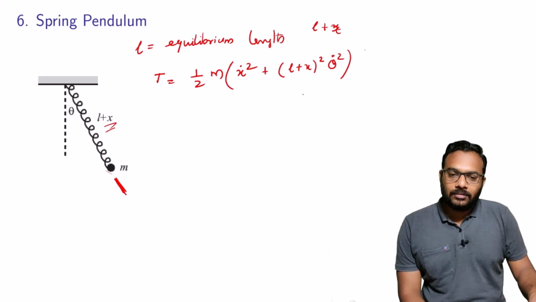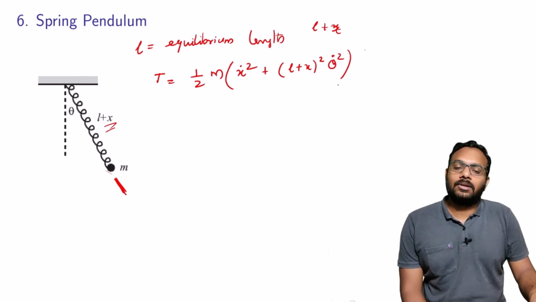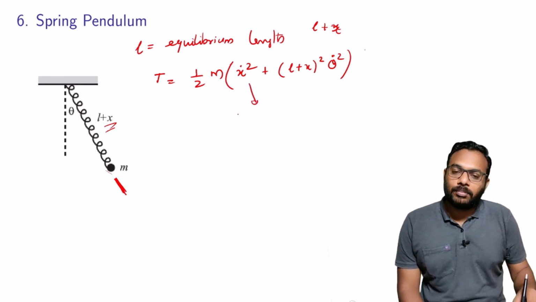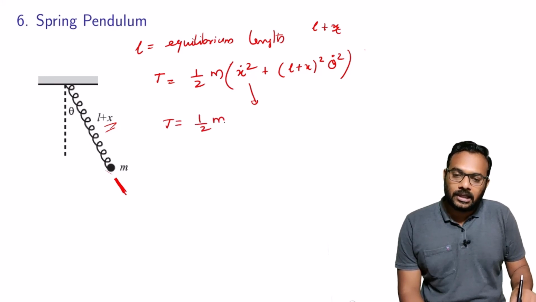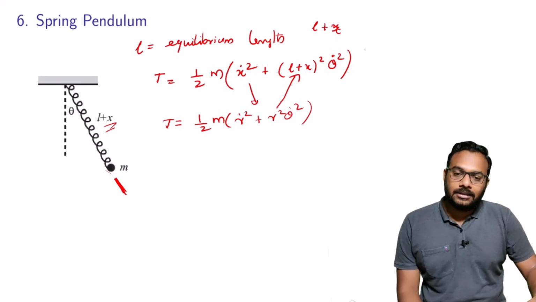This is simply the generalization of what we wrote as L square theta dot square. Here the radius is L plus x, so you'll have L plus x whole square theta dot square. If you notice, this is exactly the same thing that we wrote for plane polar coordinates. If you remember, we wrote the kinetic energy in plane polar coordinates as half m times r dot square plus r square theta dot square. And instead of this r, you have got L plus x here.